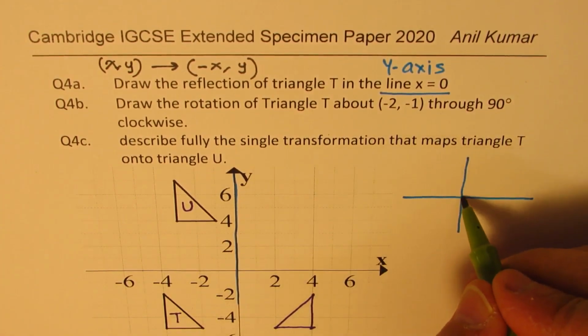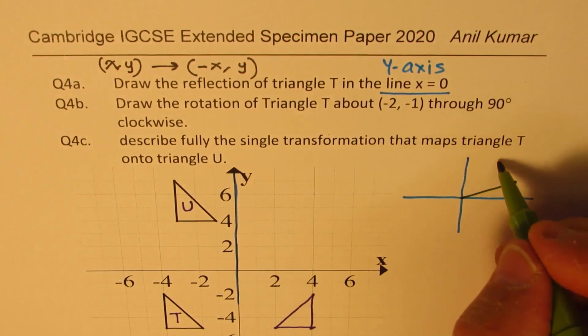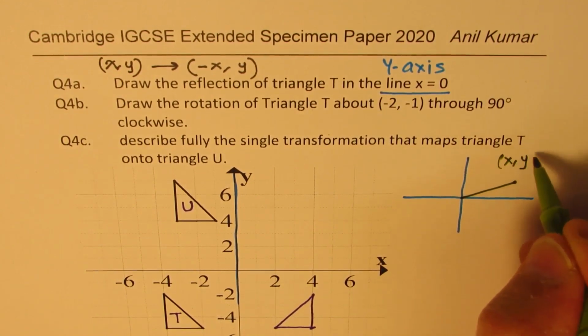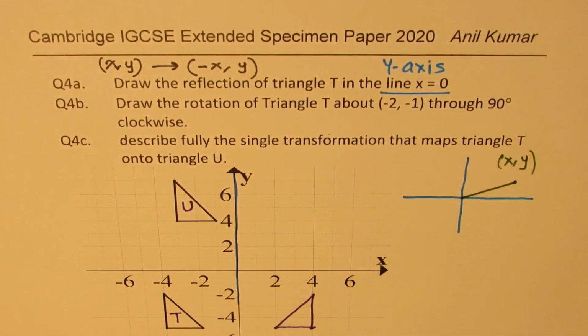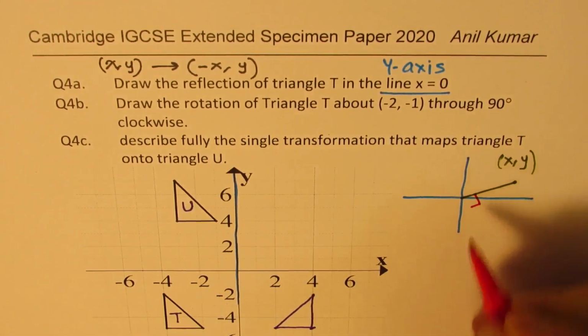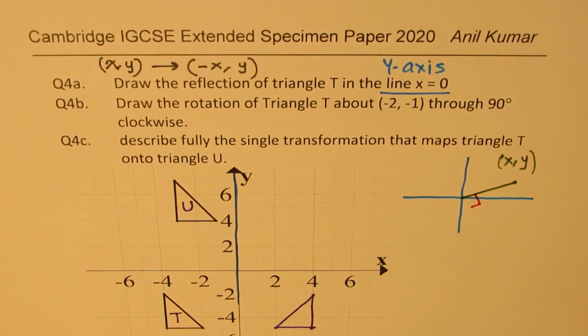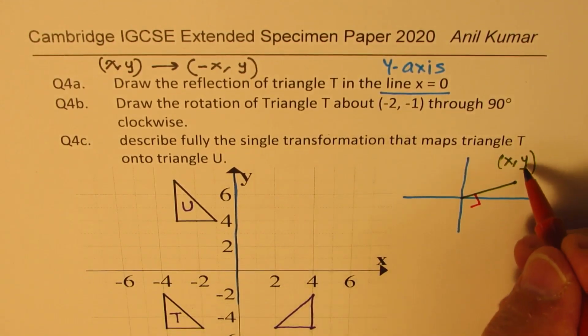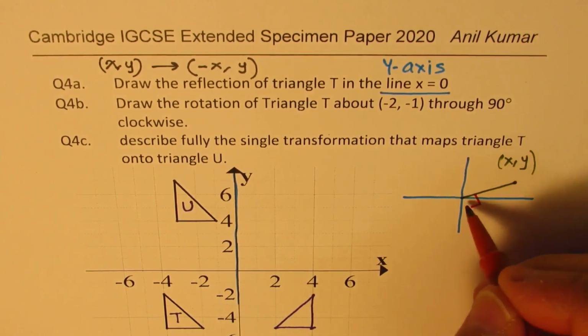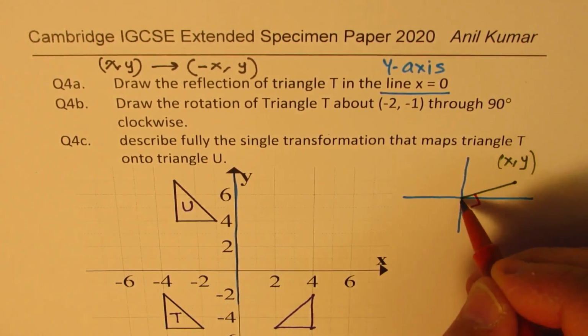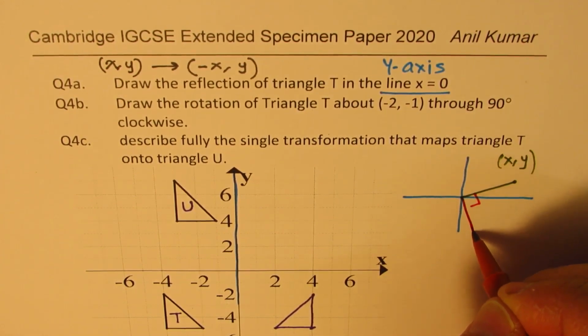Now, if you have a point xy in quadrant 1, for example, right? And if you rotate it clockwise by 90 degrees, what will happen? If you rotate it clockwise by 90 degrees, it will appear in quadrant 4 where the y value will be negative, right? And the x value and y value will swap. So it will kind of look like this.